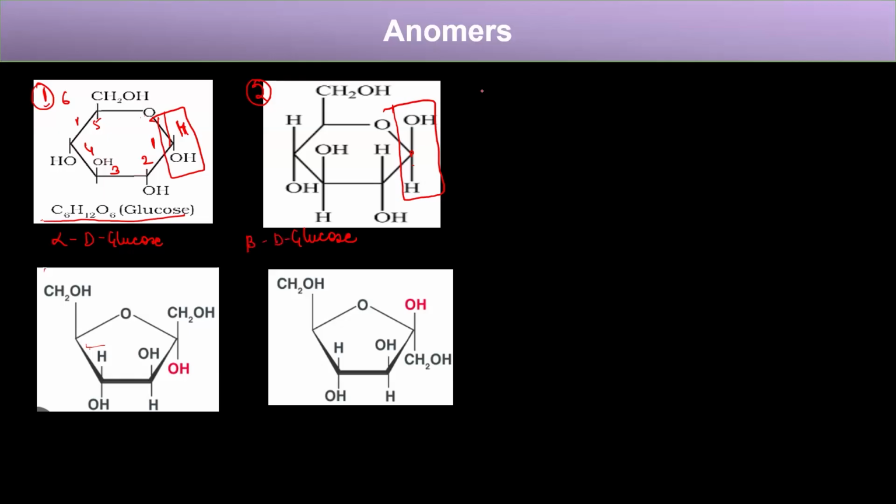Okay. And it is said that this alpha D glucose and beta D glucose are anomers.